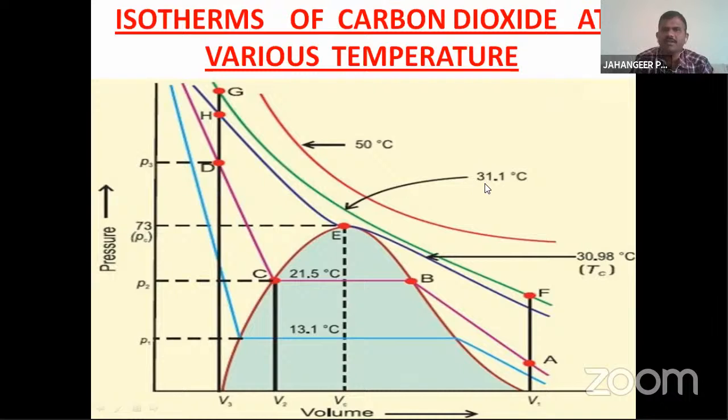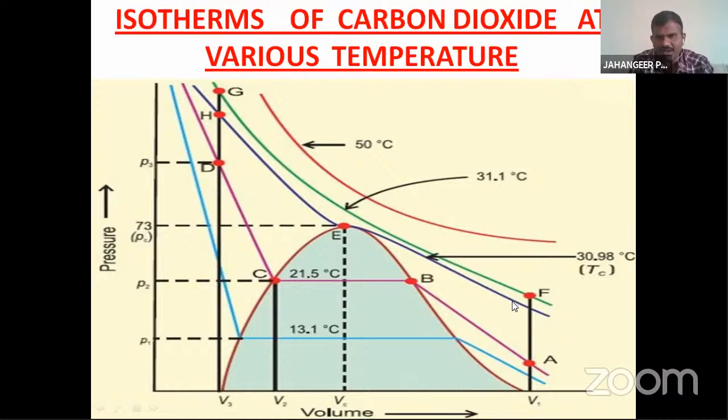And the second one is the 31.1 degrees Celsius curve. Here also volume is decreasing and pressure is increasing, even though it is not converted into the liquid state. No matter how much pressure is applied, pressure alone is not sufficient for conversion of the gaseous state of matter into the liquid state. That is what I want to say here.